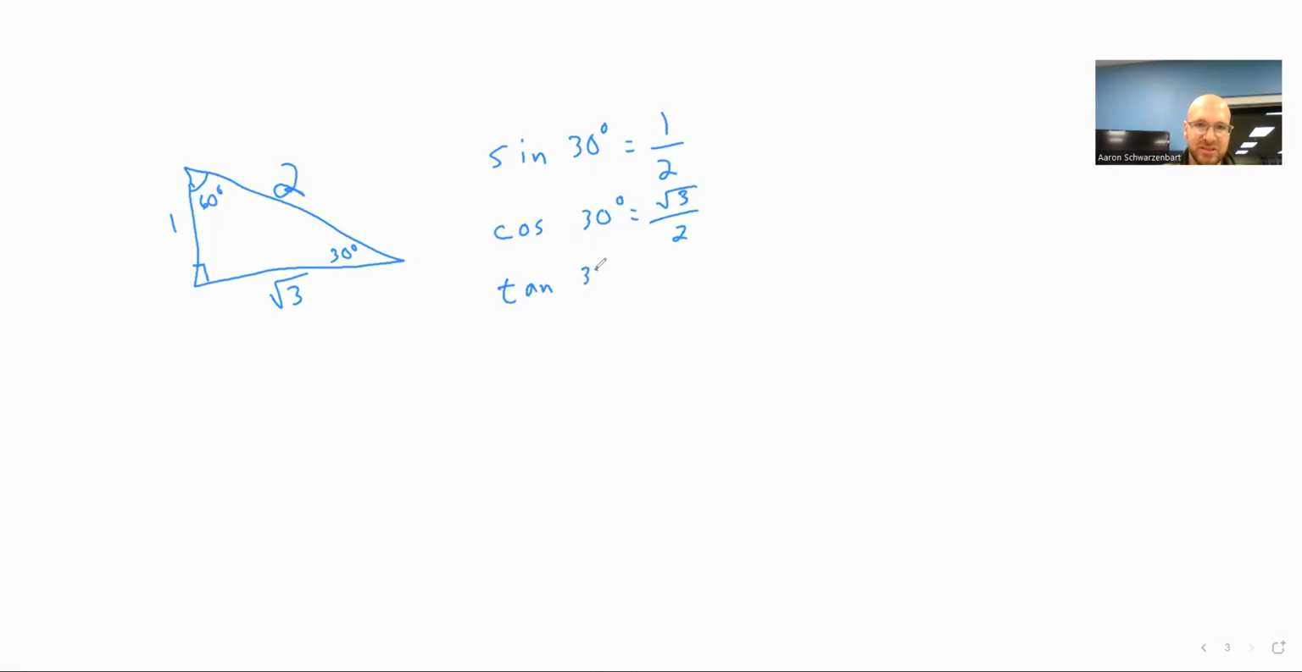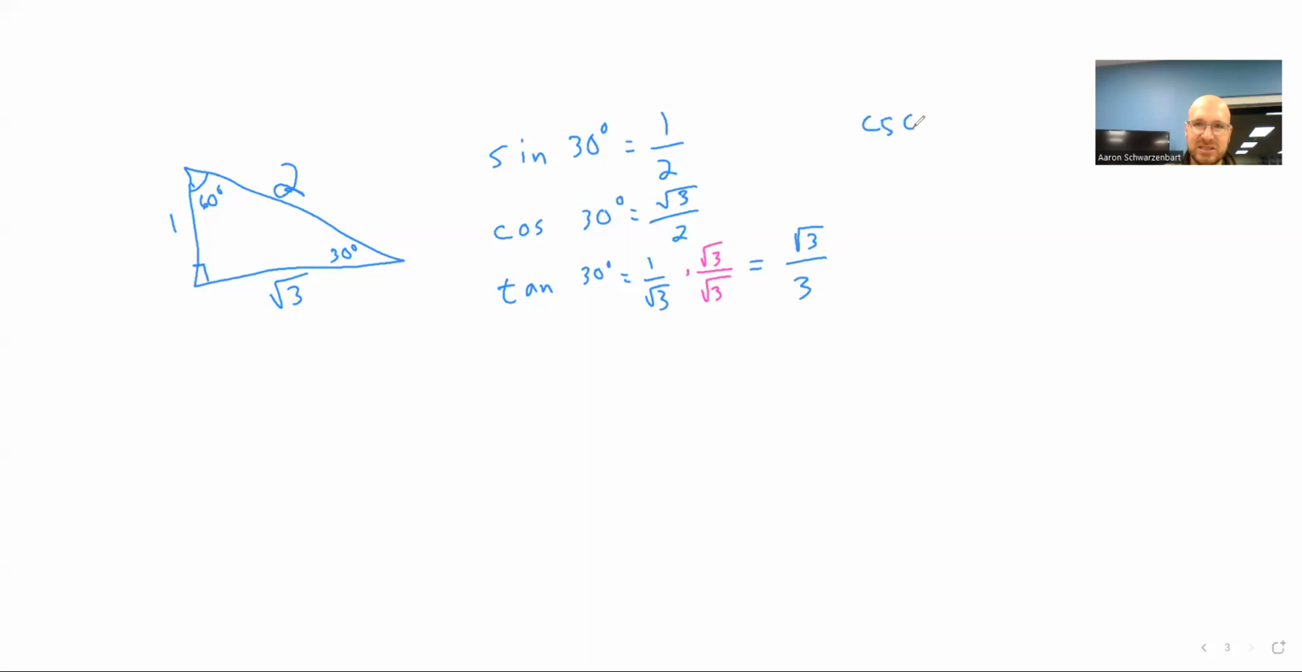Tangent of 30 degrees, 1 over square root of 3. I must rationalize. So my clever name for 1 here is not square root of 2 over 2. That doesn't help. But it's square root of 3 over 3, because square root of 3 times square root of 3 is in fact 3. So my rationalized version is square root of 3 over 3.